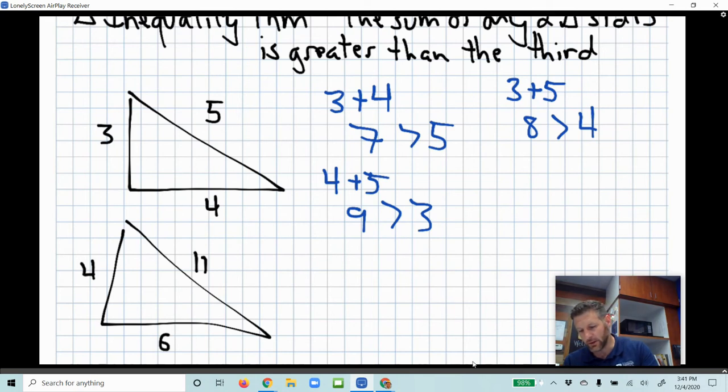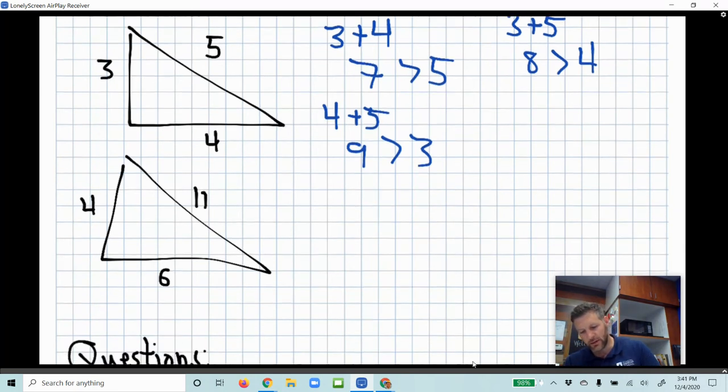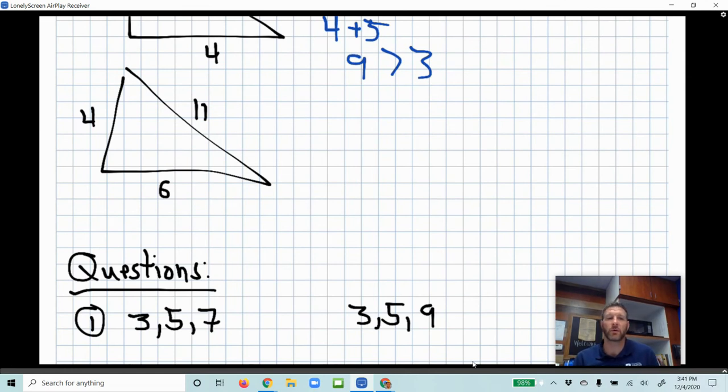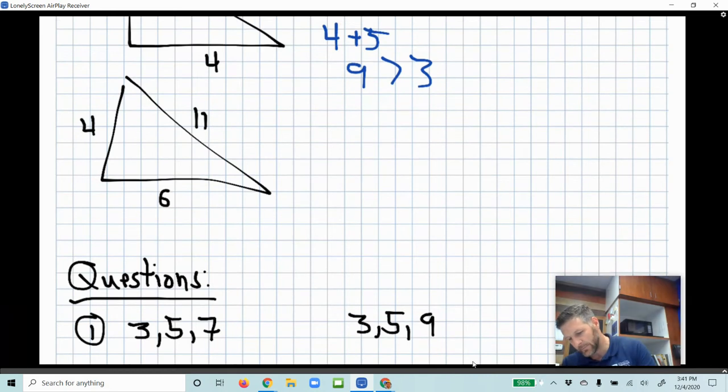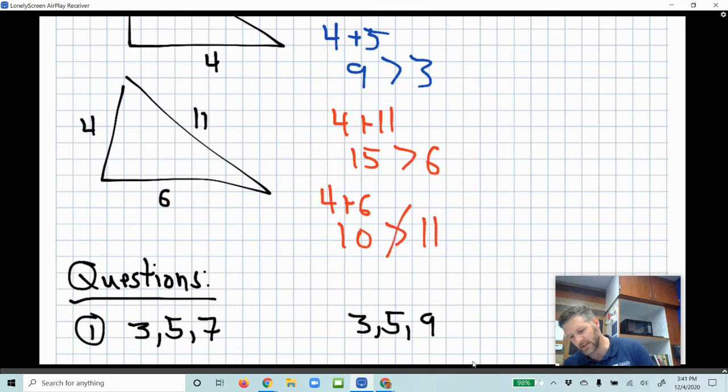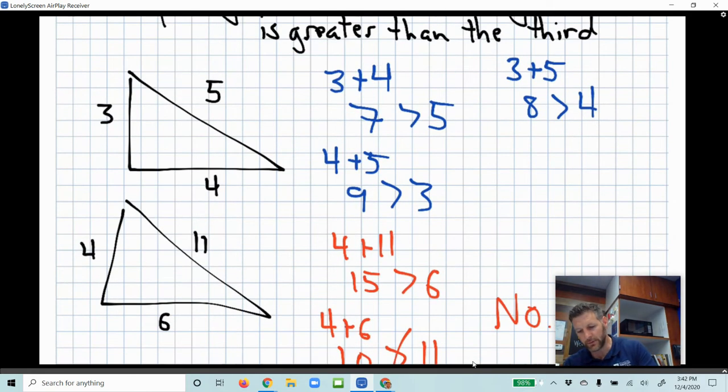An example of where that doesn't work is another one here below. So say you were given a triangle that has sides 4, 6, and 11. Well, let's check. Let's start with the top two sides. 4 plus 11 is 15. Is that greater than the third side of 6? Yes, that's perfectly fine. What if I do 4 plus 6? That's 10. Is that greater than the third side, 11? No, that doesn't work. So there's no way that this is a possible combination of sides for a triangle. Whereas up here in the blue, we would say, yes, that is a possible combination.